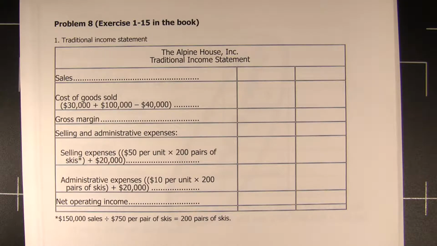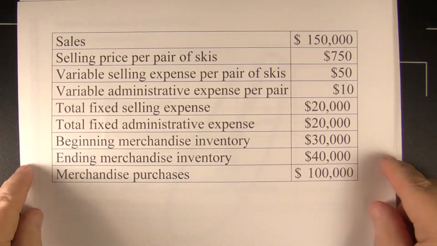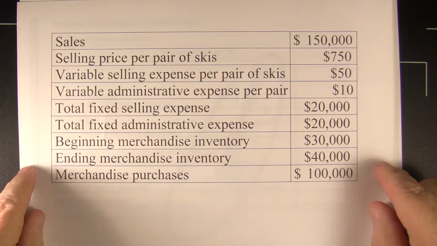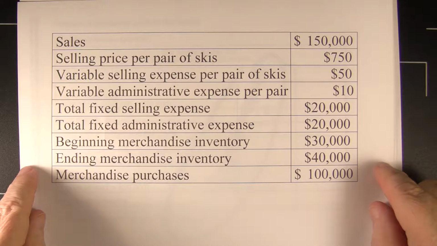Problem 8, exercise 115 in the text, gives you some information and requires you to produce an income statement in the contribution margin format and the traditional format. Here's the information it gives you. Remember, when you're doing a traditional format, you group expenses by function. When you're doing a contribution margin format, you group expenses by their behavior.